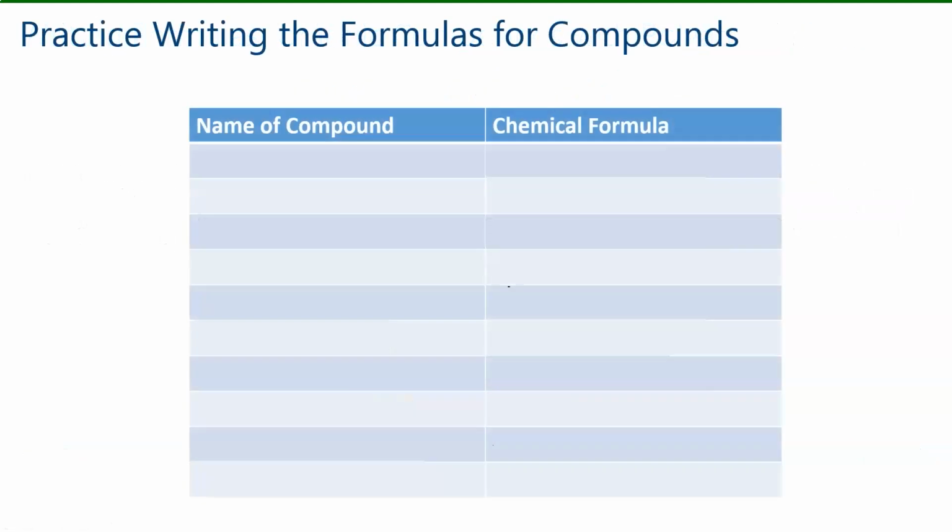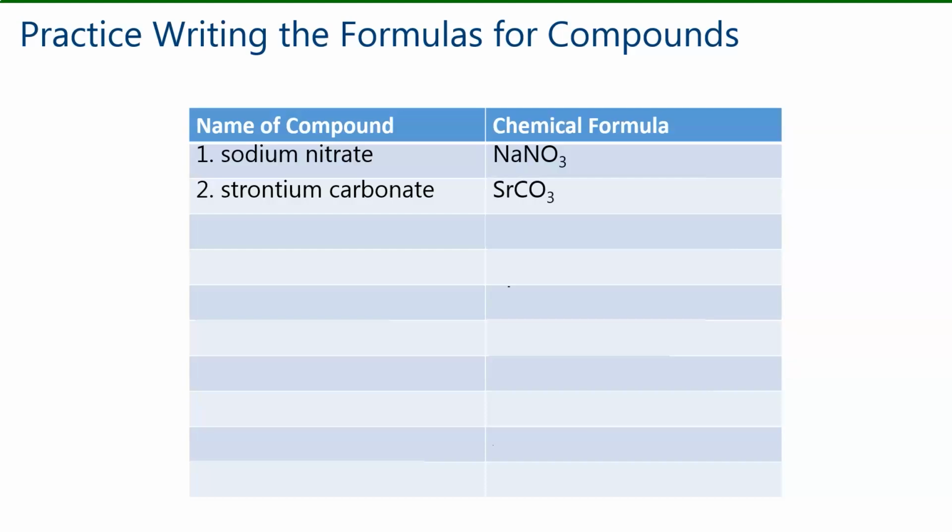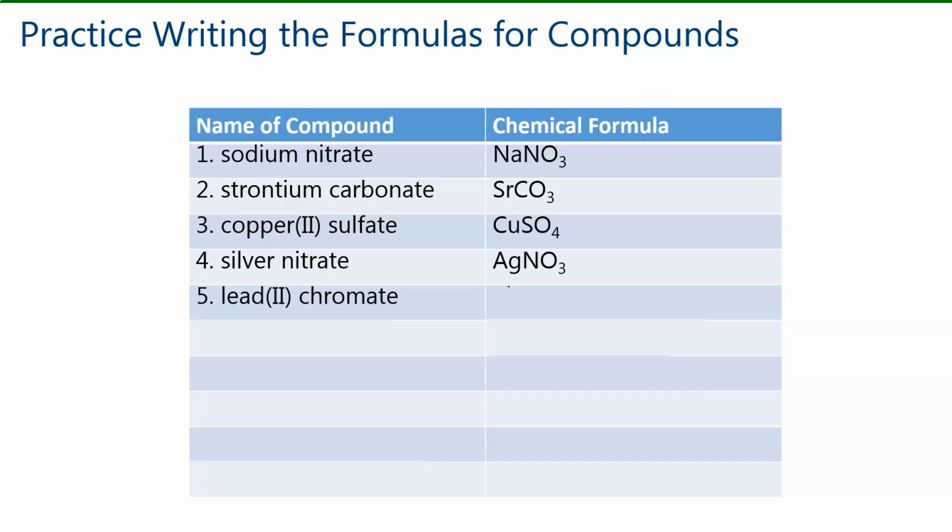All right, ready to practice writing the formulas for some compounds. Our first compound is sodium nitrate. And our formula is NaNO3. Our next example is strontium carbonate. Our formula is SrCO3. Next, we have copper 2 sulfate. Our formula is CuSO4. Our fourth example is silver nitrate. And we have AgNO3. Next, we have lead 2 chromate.